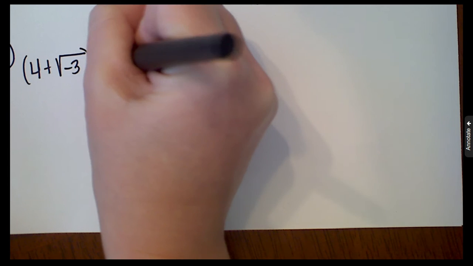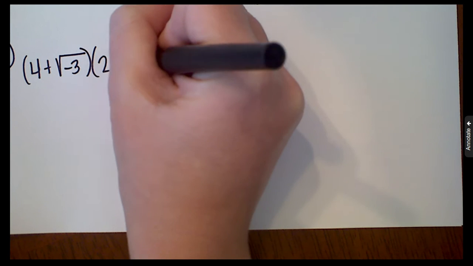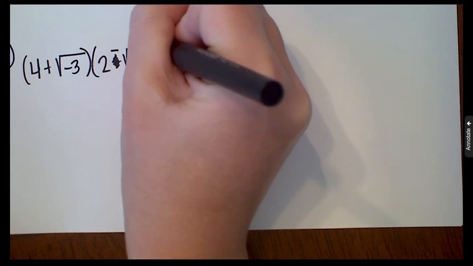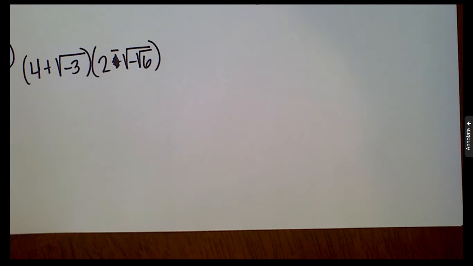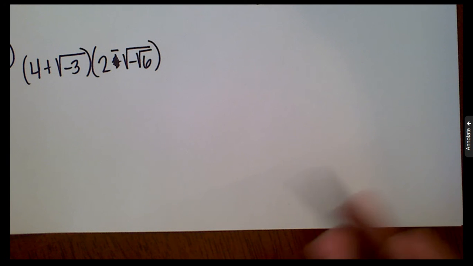So let's say we had this: 4 plus the square root of negative 3, and then 2 minus the square root of negative 6. Sorry, I don't have an eraser today. It actually looks very similar to the other one. It's just a distributing problem, right?